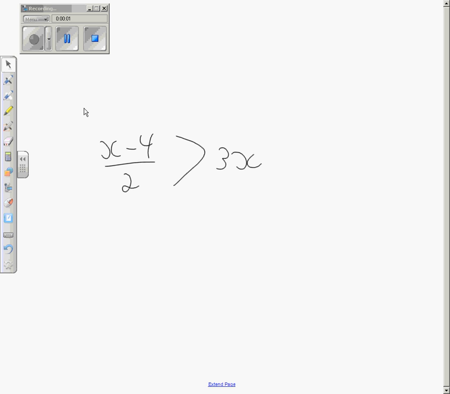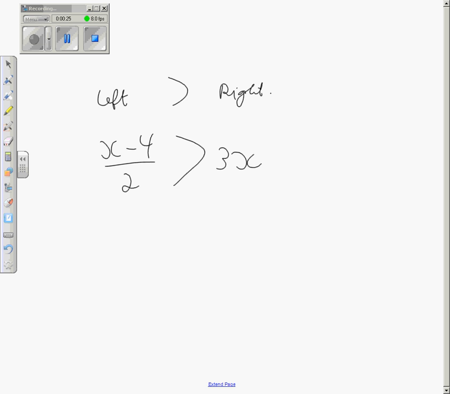Question 4 gives us this inequality. It says half of x minus 4 is going to be greater than 3x. So for this particular inequality, we're having to apply algebra sense to figure out what values of x work to make sure that the left side will always be greater than the right.